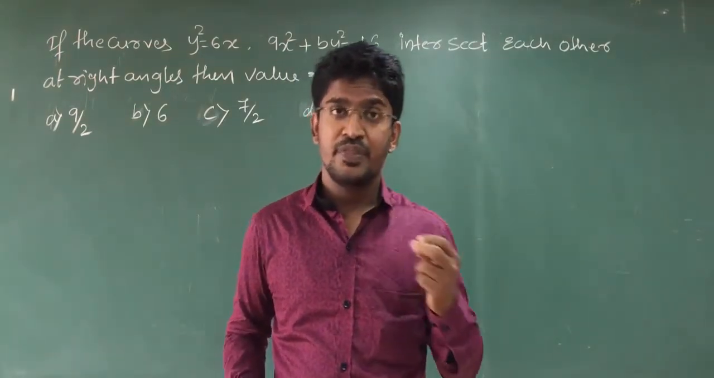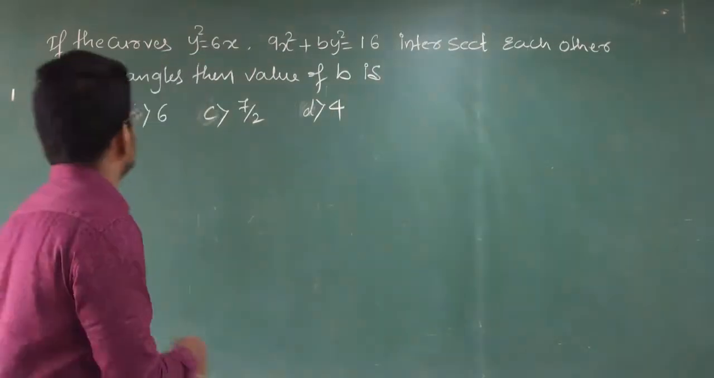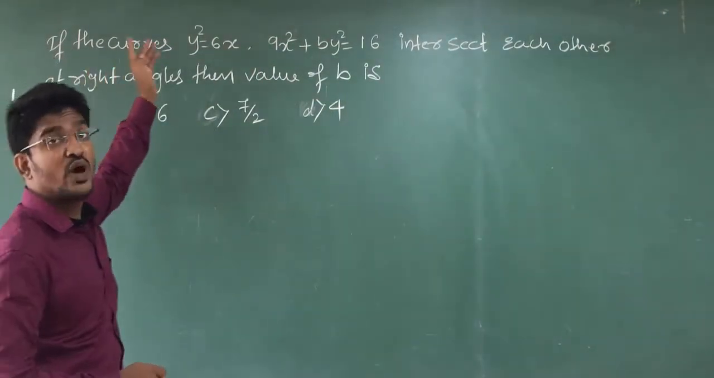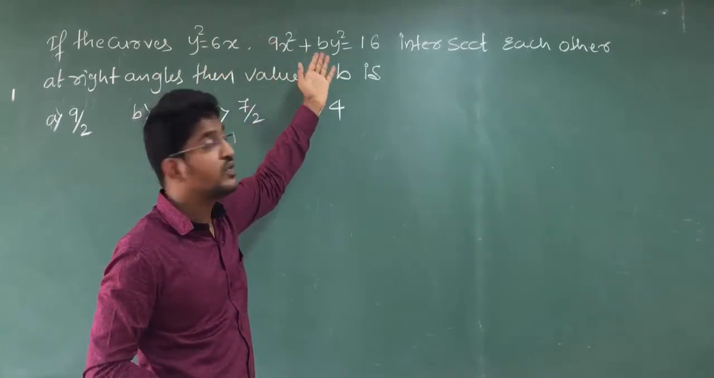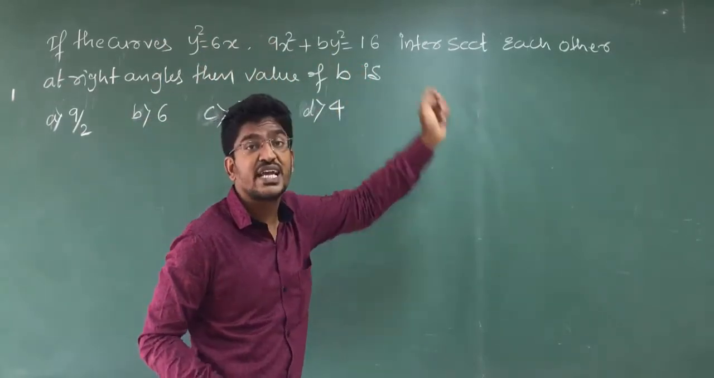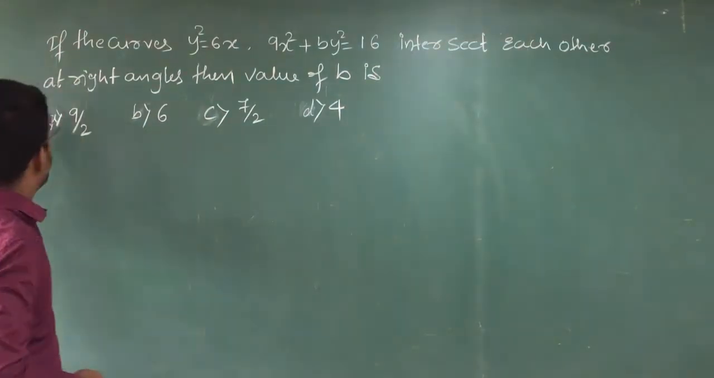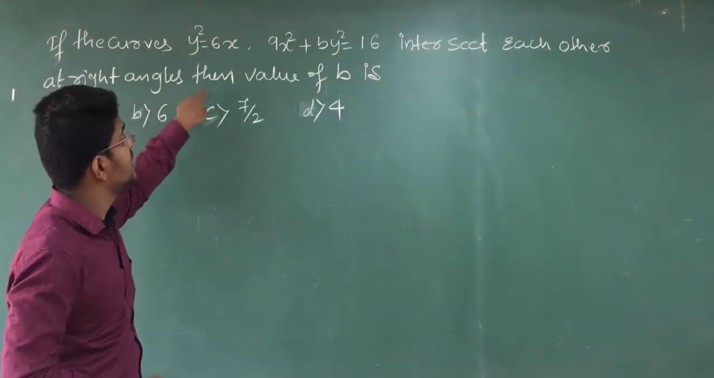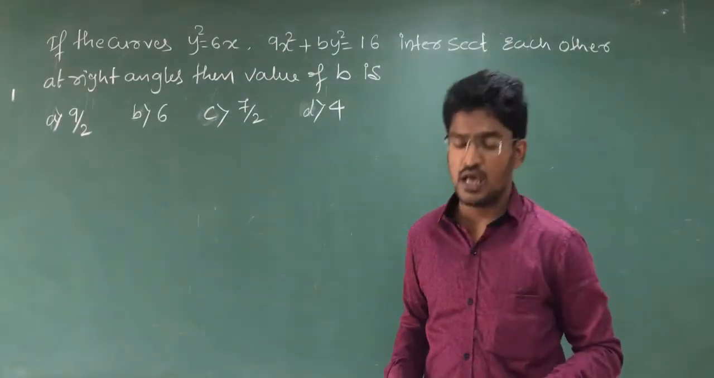Clear? Okay. So first let us see this question. That is, if the curves y square equal to 6x and 9x square plus b y square equal to 16 intersect each other at right angles, then the value of b is what they are asking.